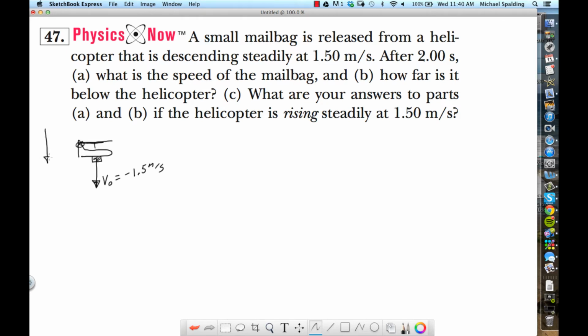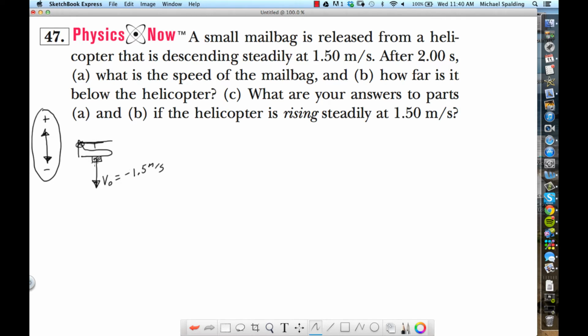Our sign convention is like this, unless otherwise stated. There was a homework problem I was doing earlier today where I switched down to positive just because it was easier. If you want, you could switch the sign convention and say that down is plus. So in that case, instead of gravity being negative 9.8, it would be positive 9.8. But here, let's keep it as negative. Down is negative, up is positive. So the initial velocity of the helicopter and the package is negative 1.5.